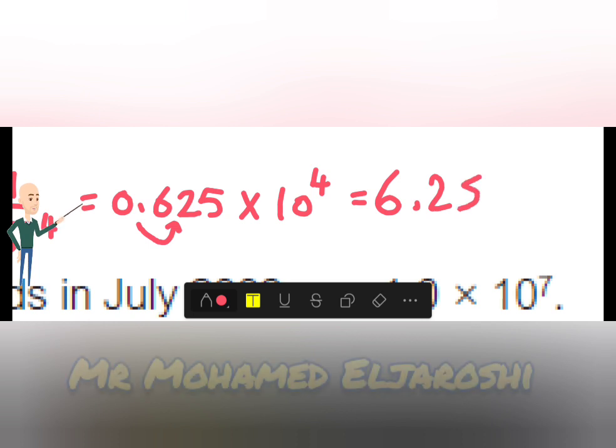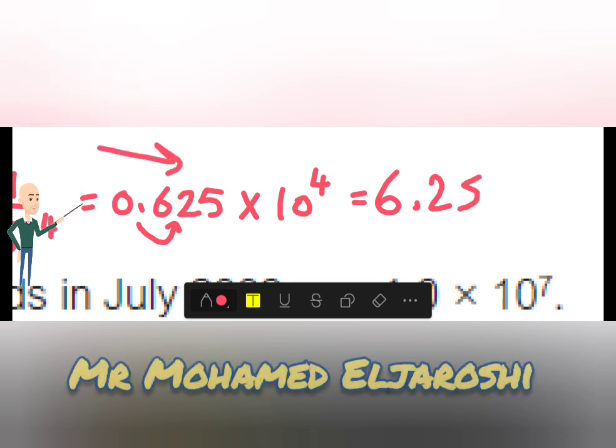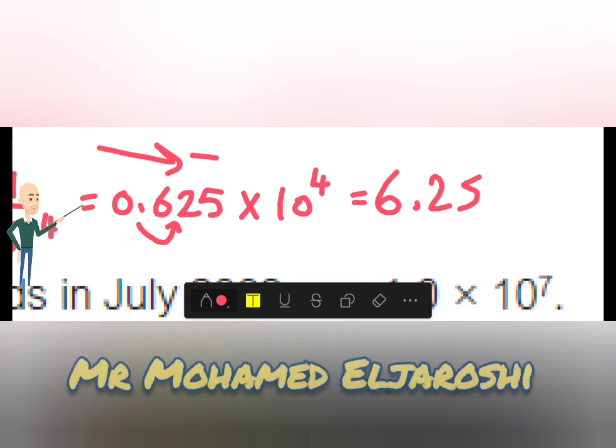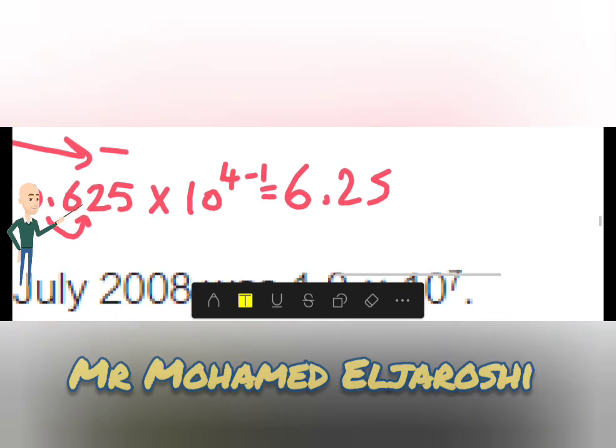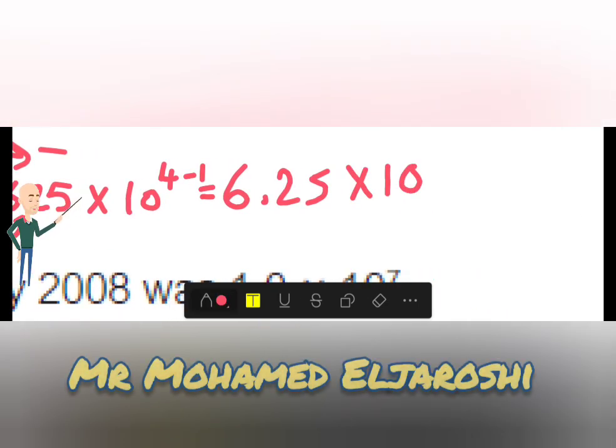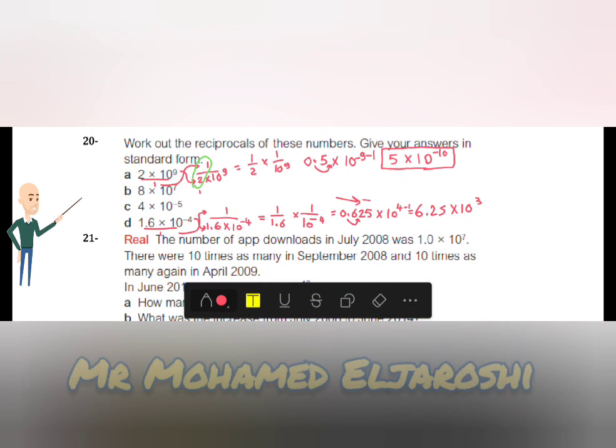6.25. Now, I moved to the negative side. So how many times? One time. So I'm going to put negative 1 here. So it's going to be 4 negative 1 and the answer will be 3. So it's going to be 6.25 multiplied by 10 power of 3. And this is the standard form of this question, or the reciprocal of this number. And this is how you answer a question like this. I hope you understood the idea.